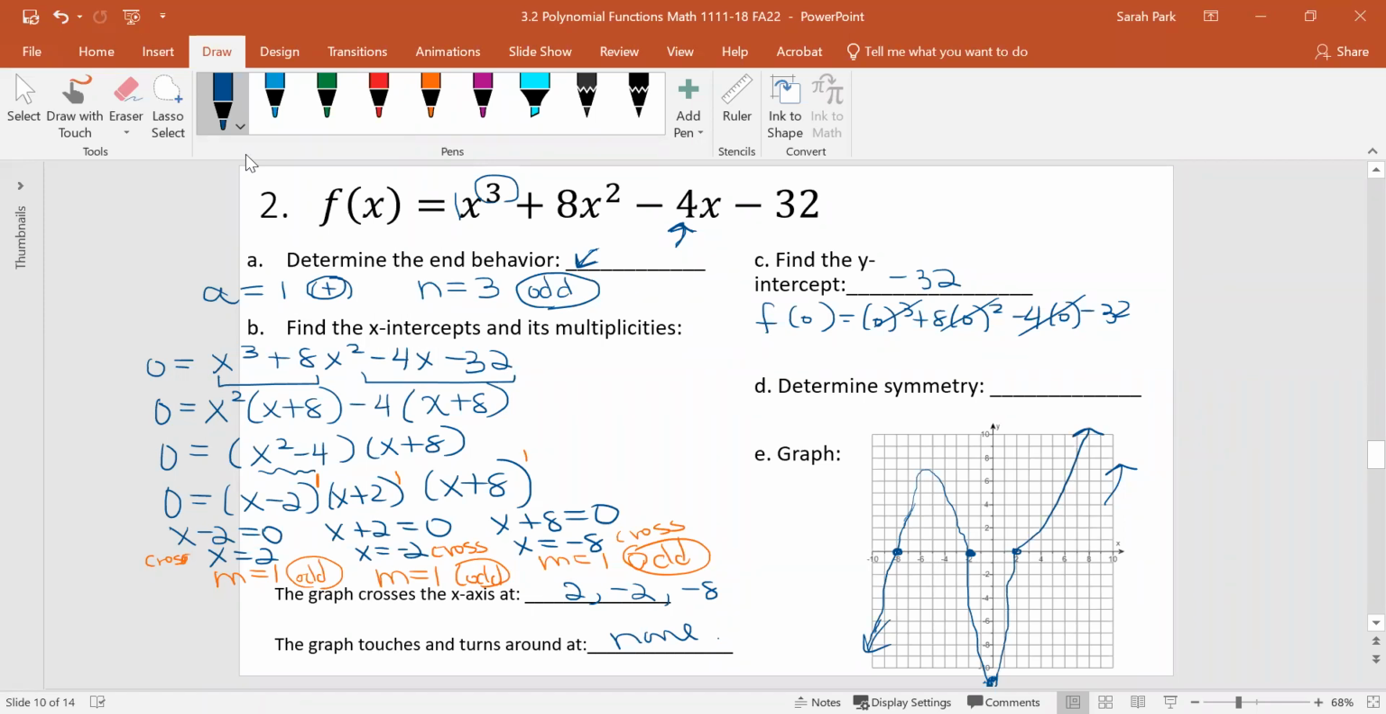So does this have symmetry? Remember, there are 2 types of symmetry: even symmetry, or y-axis symmetry, or odd symmetry, or symmetry about the origin. You can see this has no symmetry, so we just say there's no symmetry for this. And then we're done. Okay, so let's take a look at number 3.